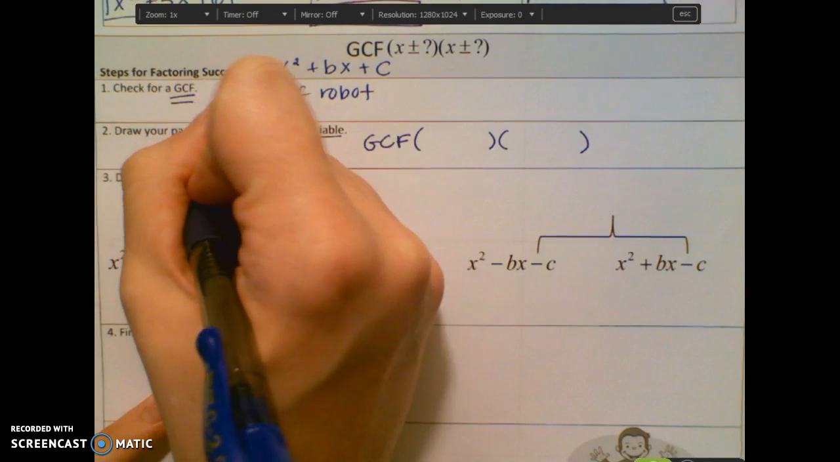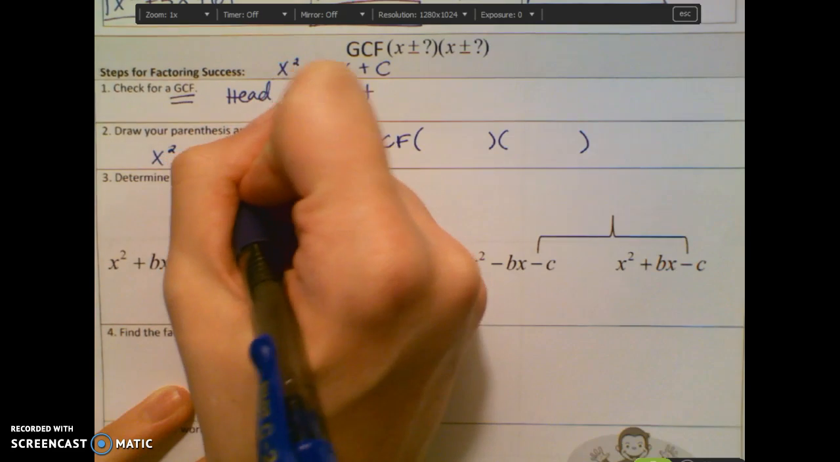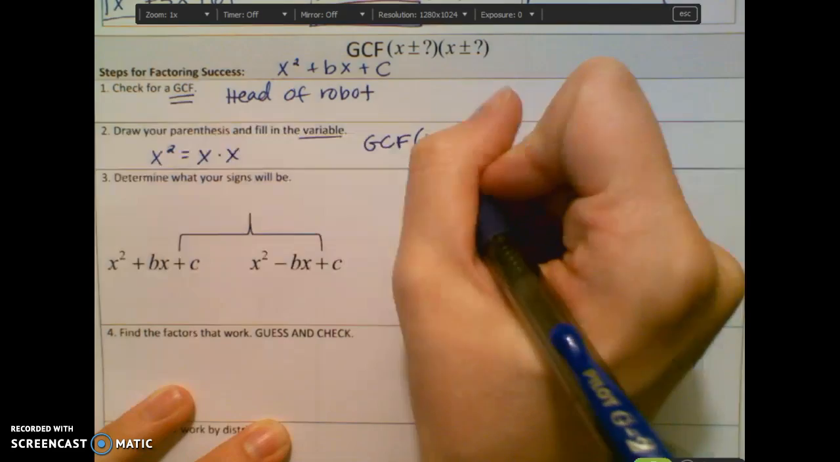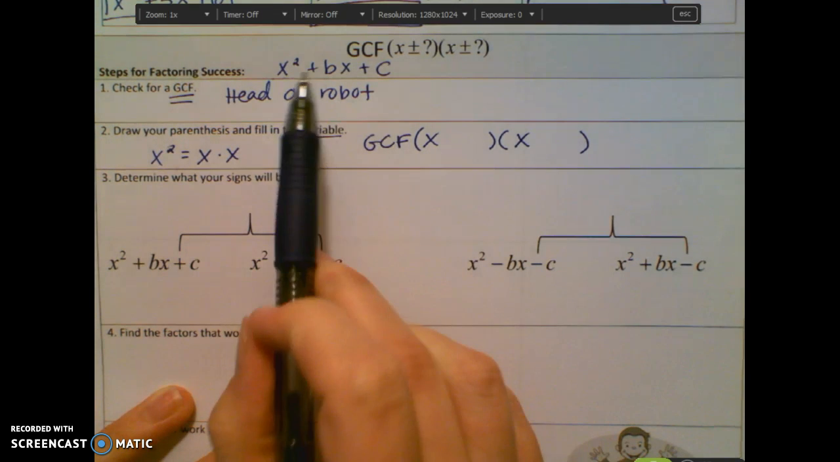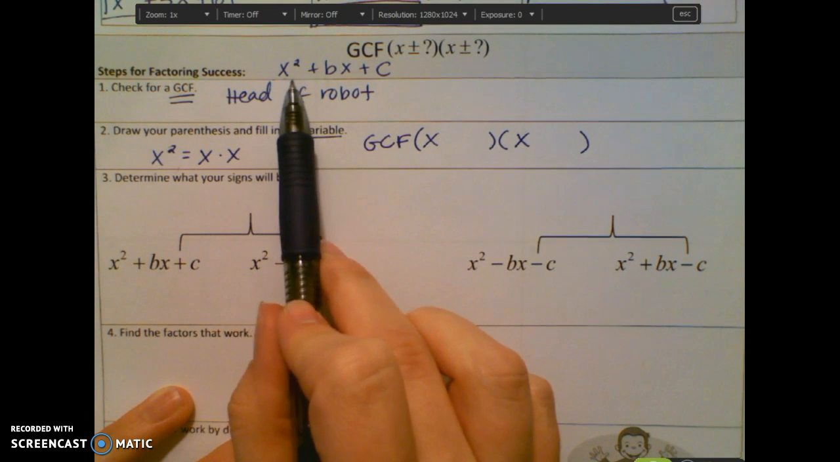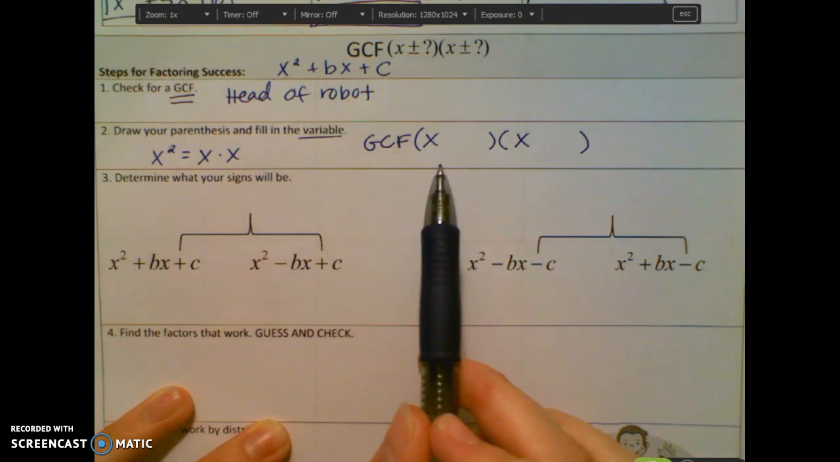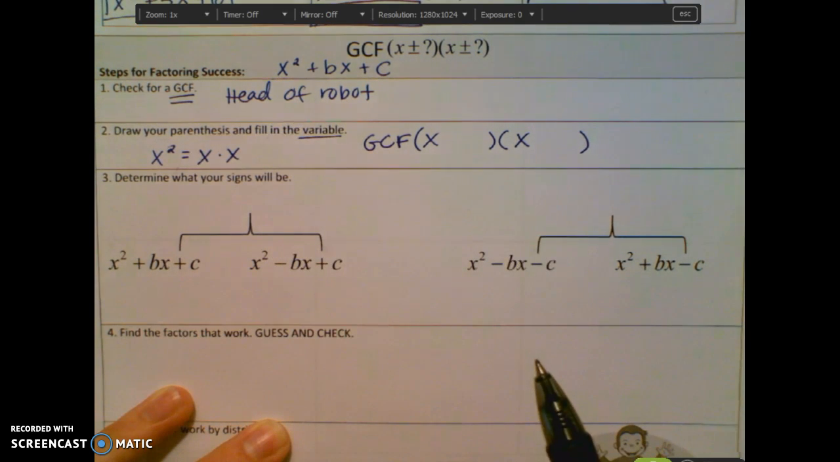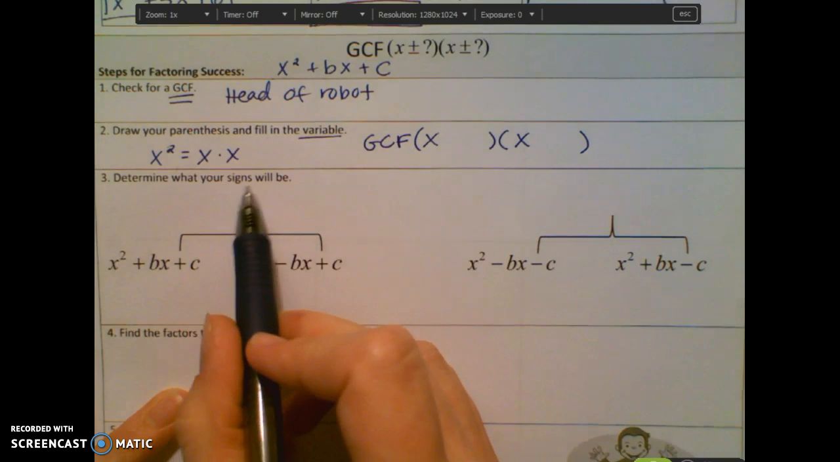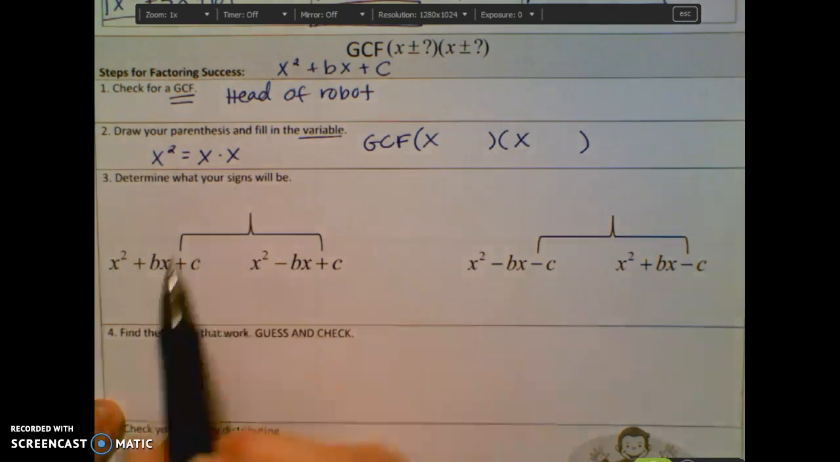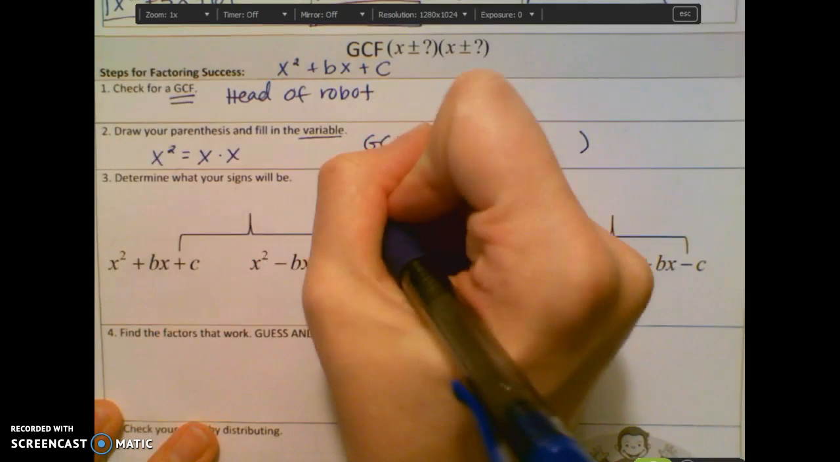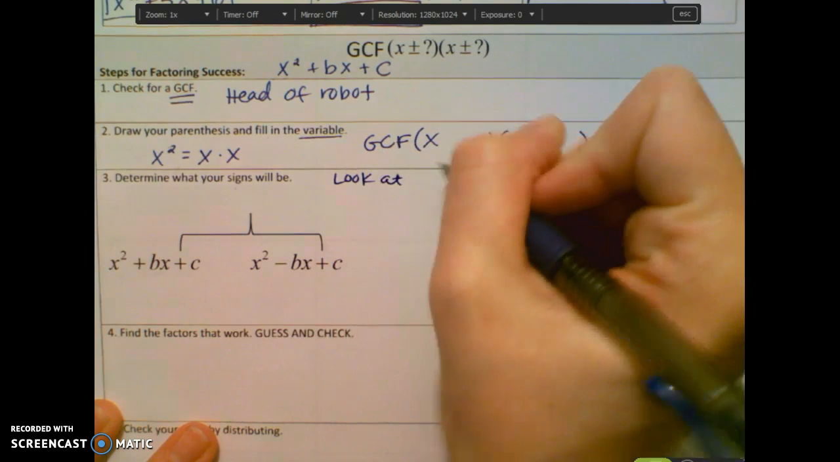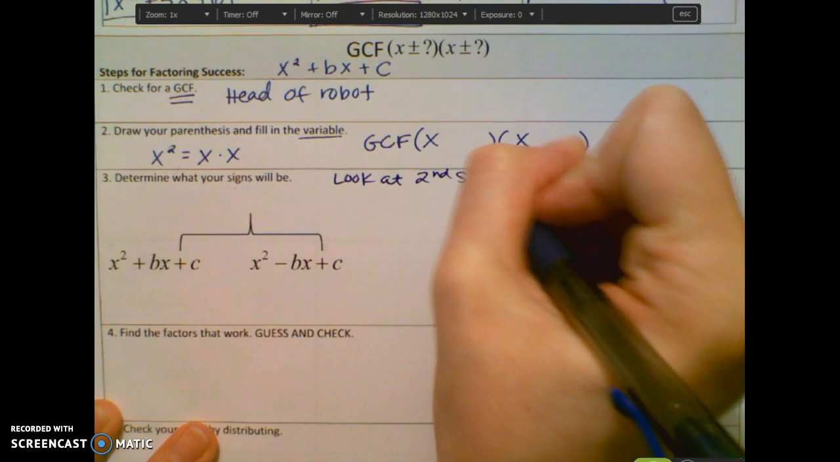So let's think about that. X squared can also be written as x times x. So the first thing we always put whenever we are working with a trinomial of this kind, where we just have an x squared at the front, no leading coefficient, we start with our variables x and x. Step 3 is to think about what our signs will be. So we start by looking at what signs do we already have. And to do that, we always start by looking at the second sign.